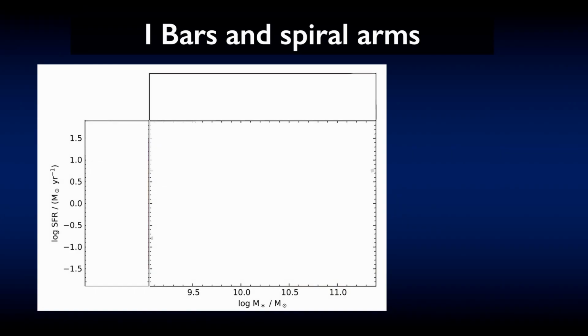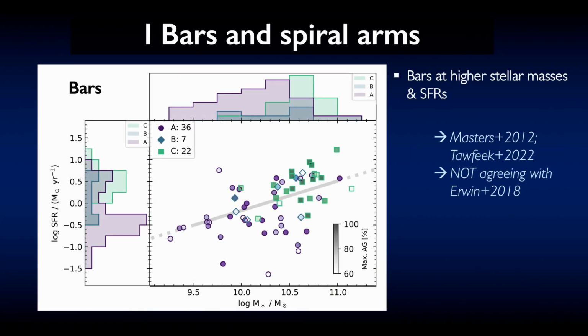All of those galaxies are on the main sequence of star-forming galaxies. So we're talking about the global star formation rate of a galaxy as a function of its stellar mass. And if you have a look where the bars are distributed here, we can see that bars in green are at higher stellar masses compared to the unbarred galaxies in purple. This is in agreement with some literature studies based on the stellar distribution, but not with all.